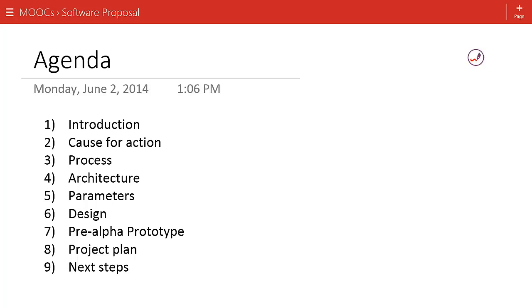From there, I gathered parameters, and those parameters actually came from the University of Texas, the Center for Teaching and Learning. They really helped to refine the specific granular elements of the software product itself. That is reflected in the design, and later I'll show you a pre-alpha prototype. Finally, as the last major piece of collateral, there's a project plan, and then next steps is kind of just a what happens next.